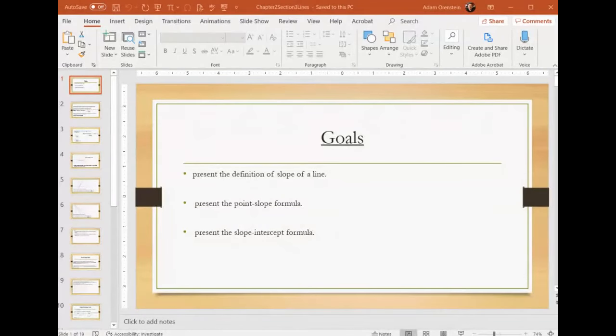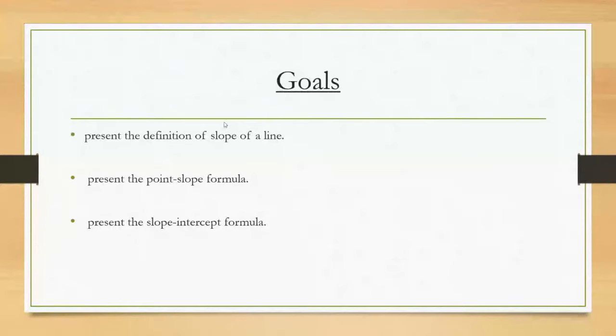So here we're going to look at section 2.3, and here we're going to look at lines. We're going to look at straight lines, that is. Now, with lines, there's this concept of the slope. And really, you do need to understand what the slope of a line is to really understand a line.